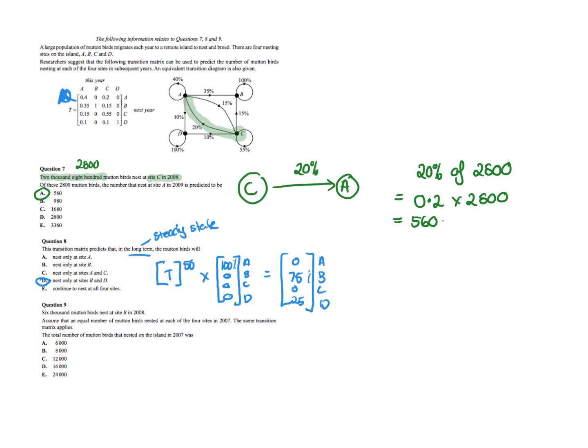So it says 6,000 mutton birds are to nest at site B in 2008. And then it said, assume there were equal mutton birds at each site in 2007 and the same transition applies. So the total number of mutton birds on the island in 2007. This becomes a little bit confusing and a little bit tricky because you don't know what you're doing.